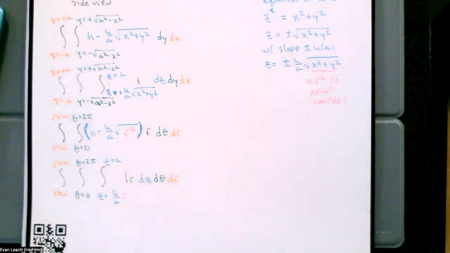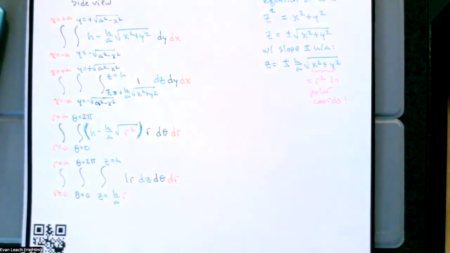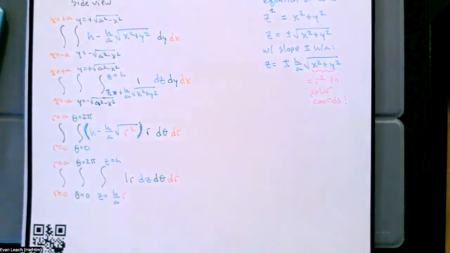The first thing that would happen when we integrate 1r with respect to z, I get zr, and then I plug in the endpoints h, and then h over a times r. So the first step in that triple integral in cylindrical coordinates will land us on the double integral in polar coordinates.